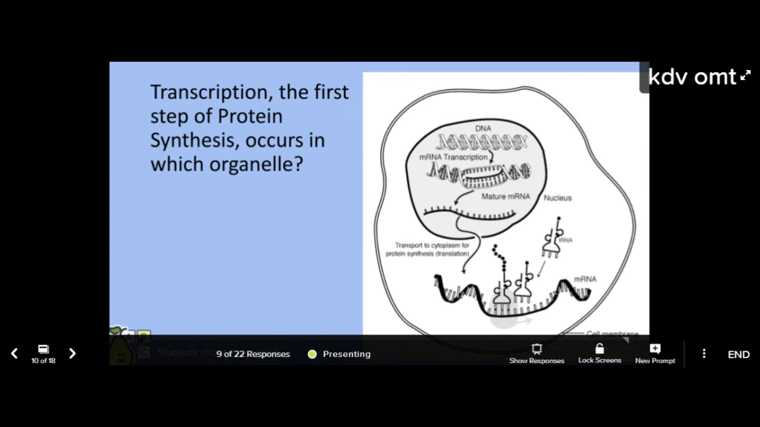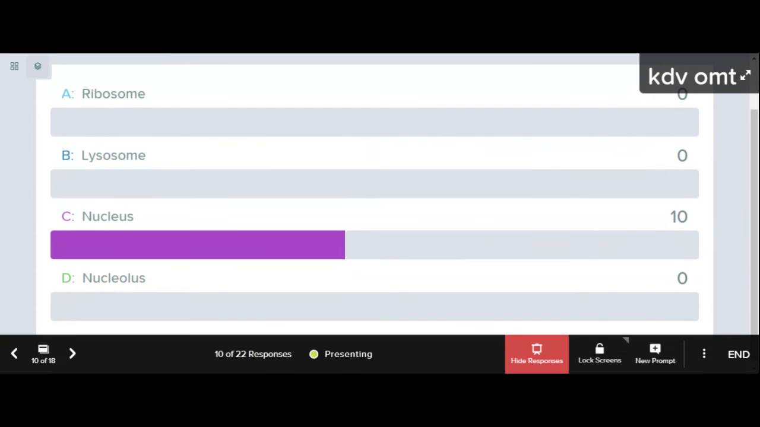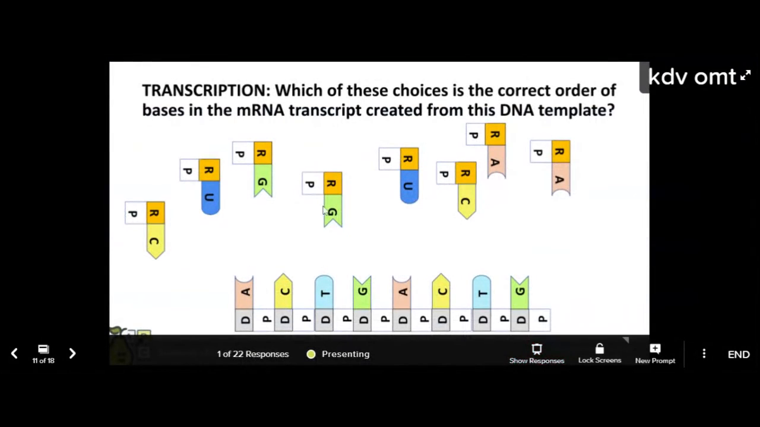All right, good. Oh, show response, nucleus. Sorry, I wanted people to just say it in person before I even showed it. Yes, nucleus is where this occurs. Very good.